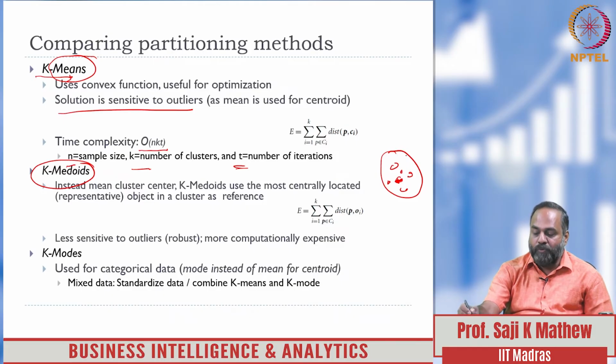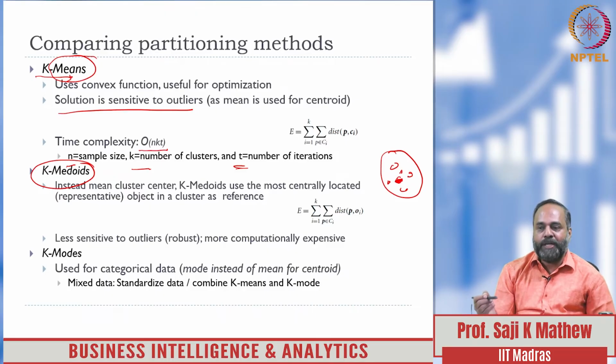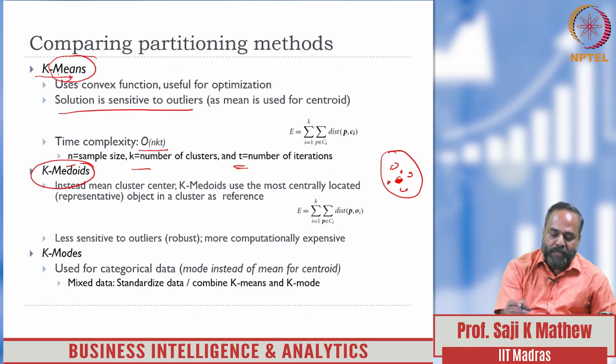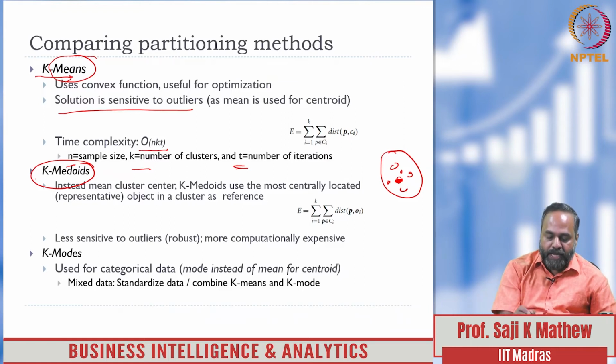The mean can be influenced by the outliers. Instead of that, use the most central object as the reference point to calculate errors, and that is the k-medoid technique. And this solution you expect to be better than k-means if you are aware of too many outliers. That is the second technique.